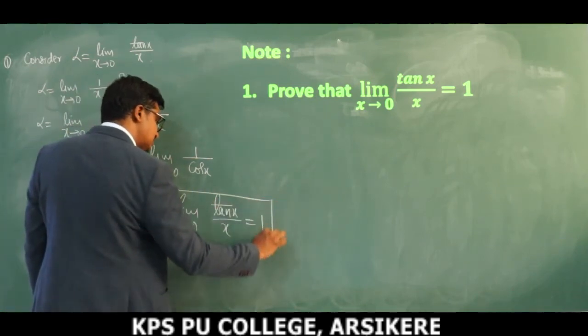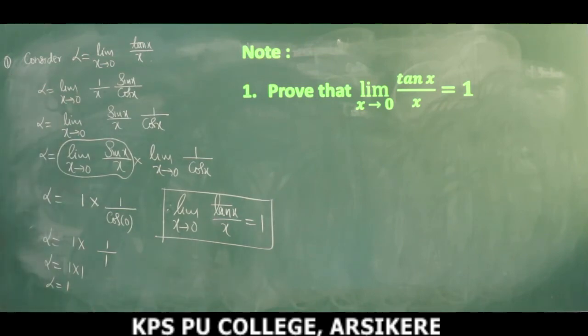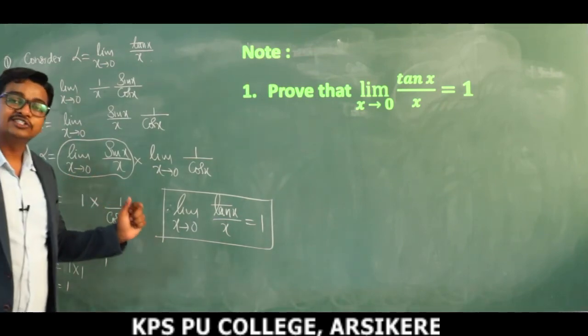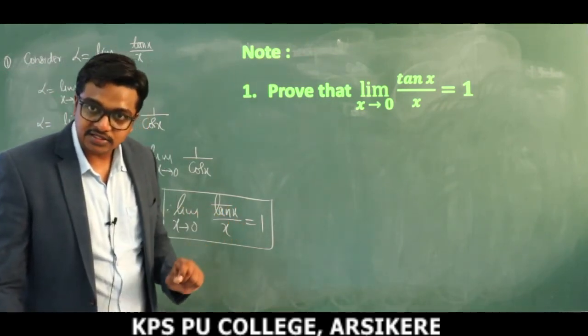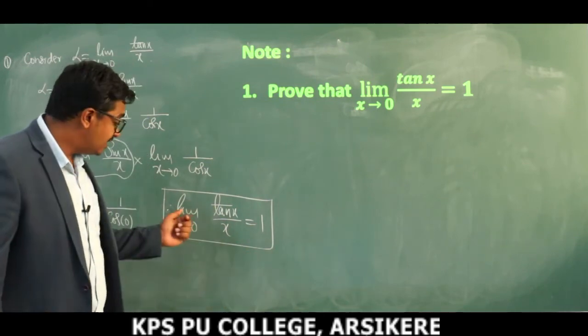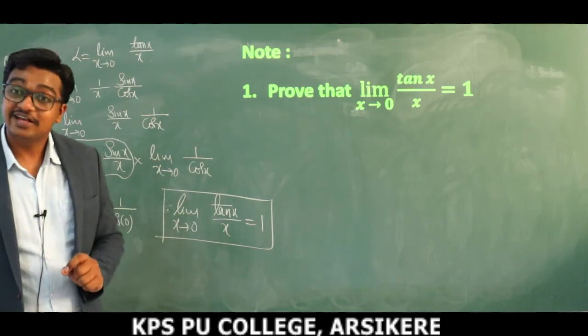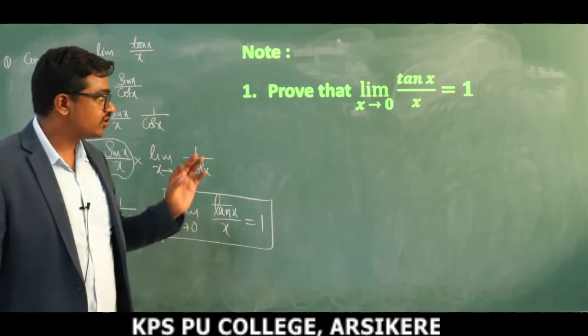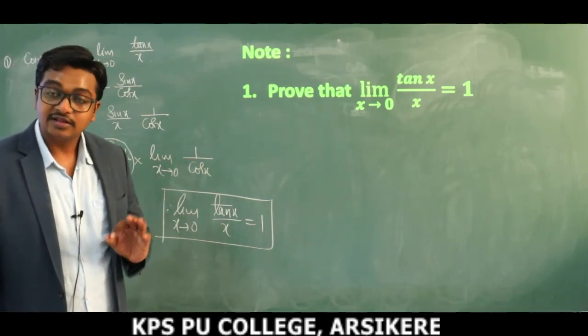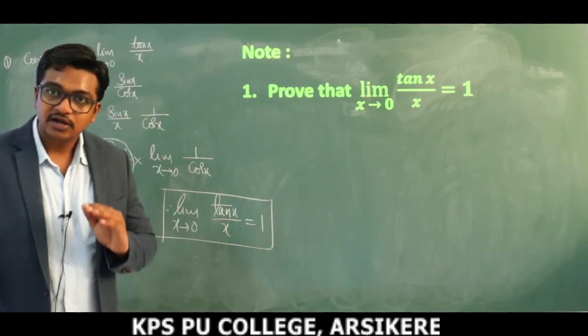This is also a standard result. Just remember the result: limit as x tends to 0 of sin x divided by x is equal to 1, as well as limit as x approaches 0 of tan x divided by x, that is also 1. So these two are very important and they are standard results. Take a note.